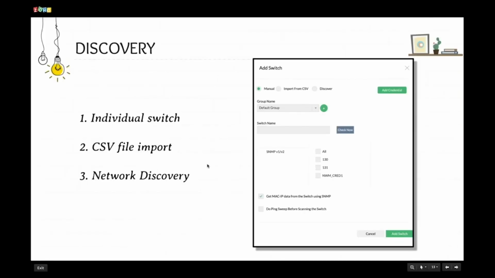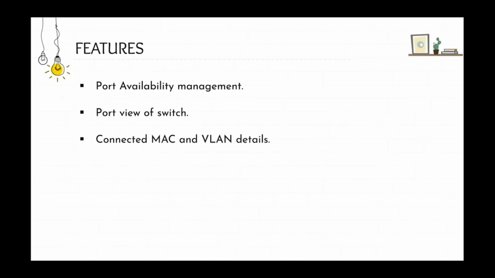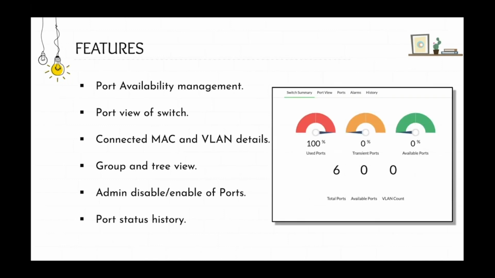So let's just do a quick summary of what we have discussed about the features under the SwitchPortMapper. We know that the tool allows us to monitor the ports and also help us to manage its availability. We get a better view of the ports, how they are being utilized, complete information about the MAC and the VLAN connected, group and tree view for better sorting and understanding of how your switches are classified, administratively enabling and disabling feature for your interface that can come handy when you want to shut down a port immediately. And last but not the least, the port status that helps you to get information about the historical changes that were done to a particular switch port.